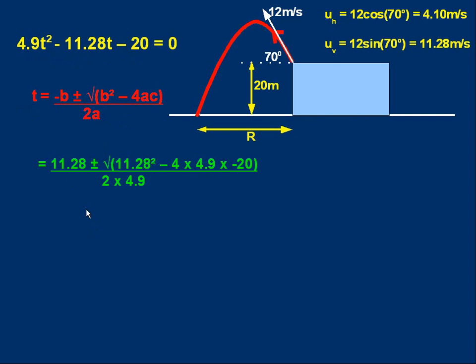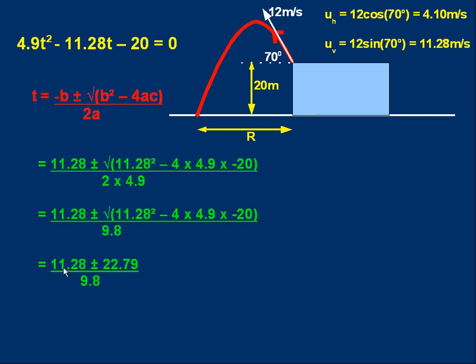It becomes 11.28 plus or minus 22.79 over 9.8, and that gives us two solutions. We can do 11.28 plus 22.79 all divided by 9.8, or 11.28 minus 22.79 over 9.8. We'll get two solutions, 3.48 seconds or minus 1.17 seconds. And we say that the negative solution isn't physically meaningful.